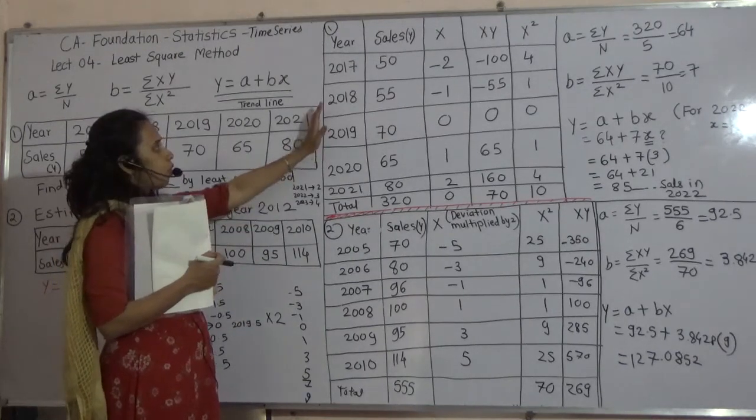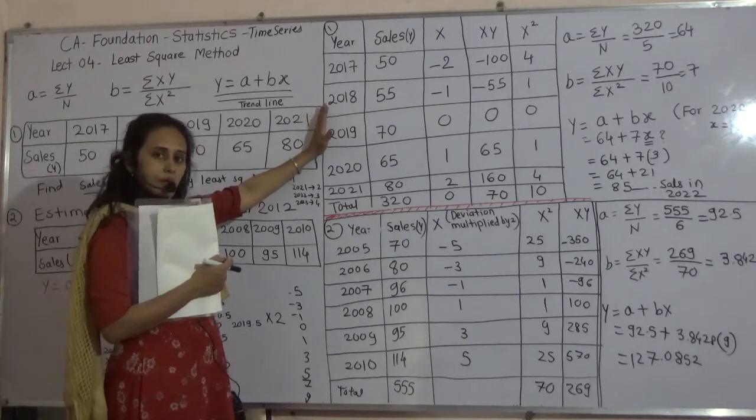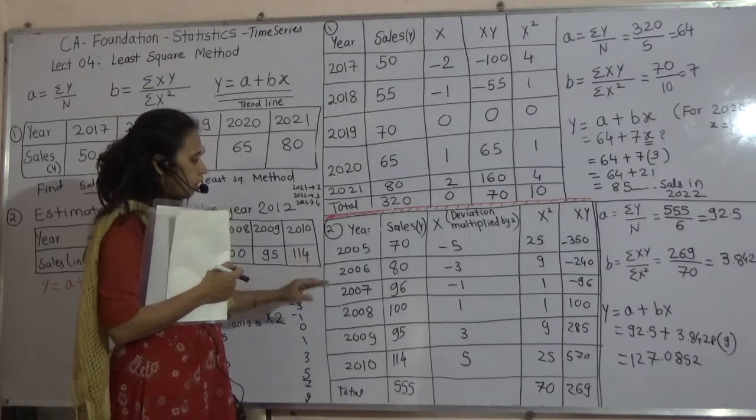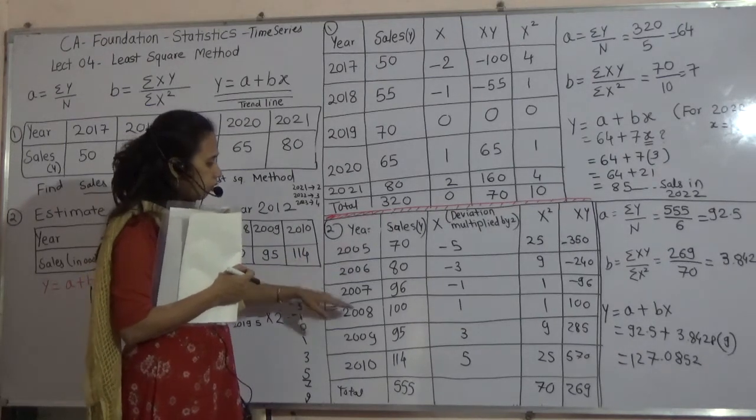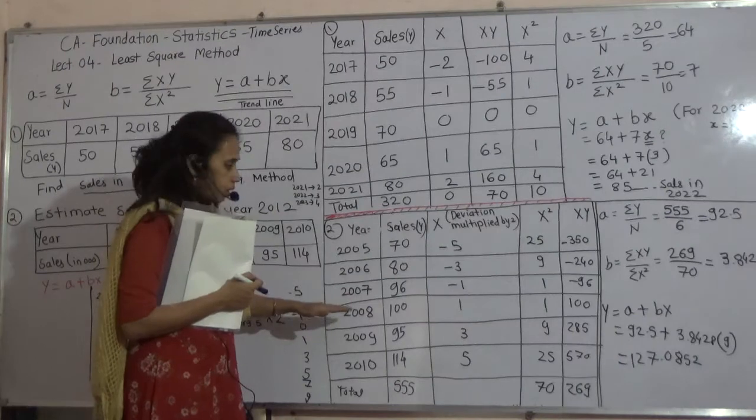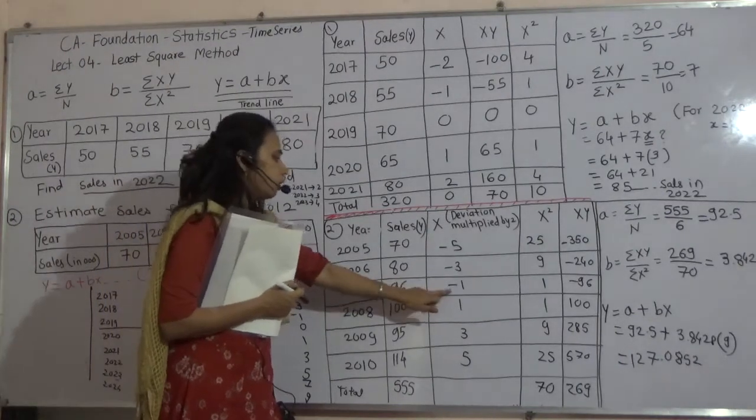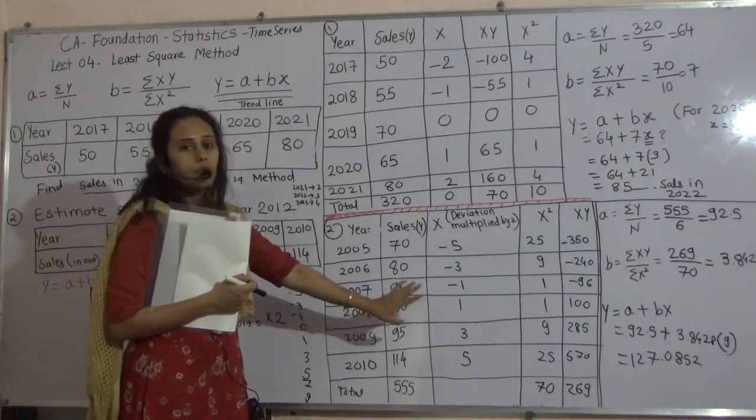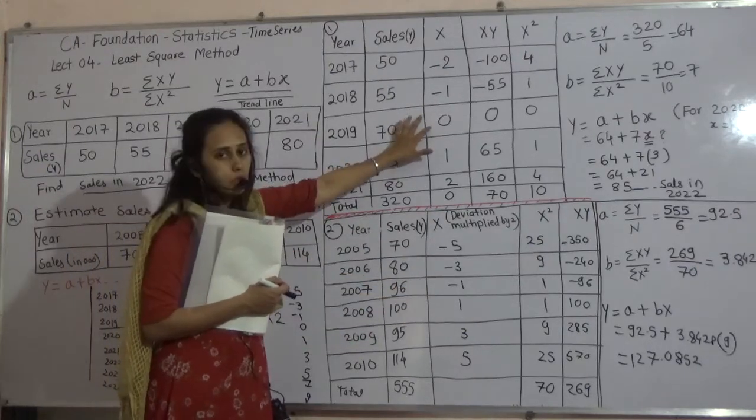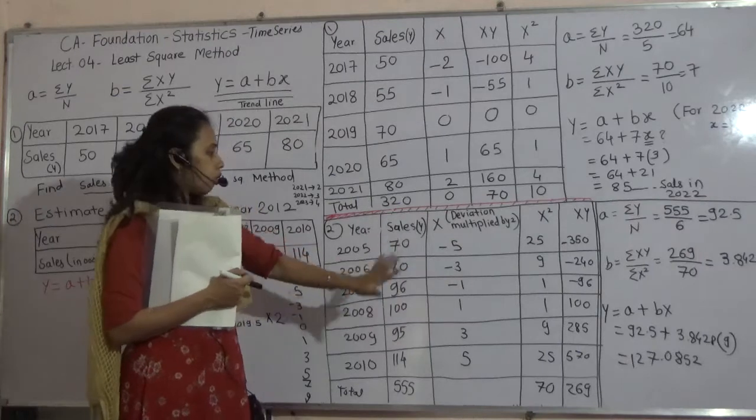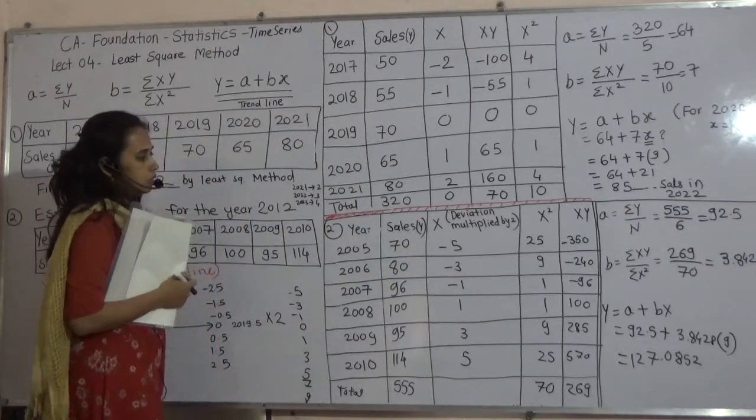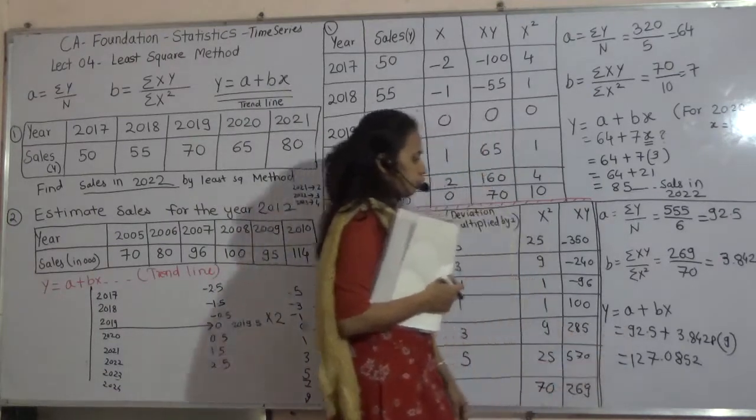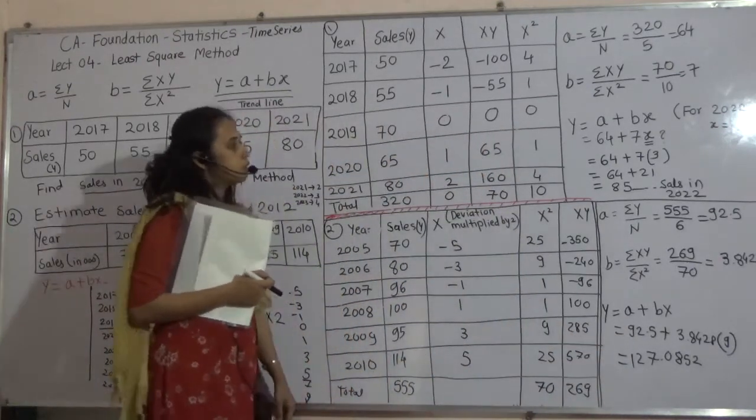Remember students, for odd figure, odd years, it is very easy to calculate. For even years, just remember for third or fourth year, where the middle is there, that you have to write 1, 3, minus 1, 3, 5 and here 0 figure will not come. Here 0 comes, here 0 not appear. See, the answer is 127.0852. Please copy these problems.